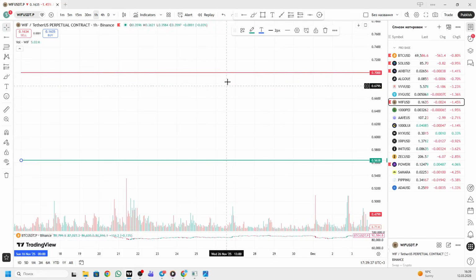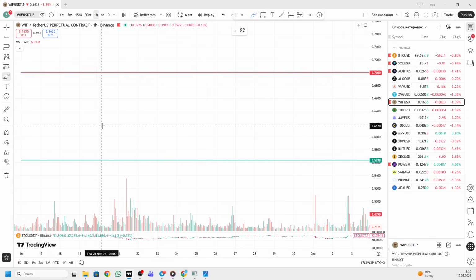Like this, for example. We have upper level resistance in red, right? We have lower level support. It is green. Okay. Let's say we put, and how do we place it? We place it with a horizontal ray. This is also important, horizontal ray.